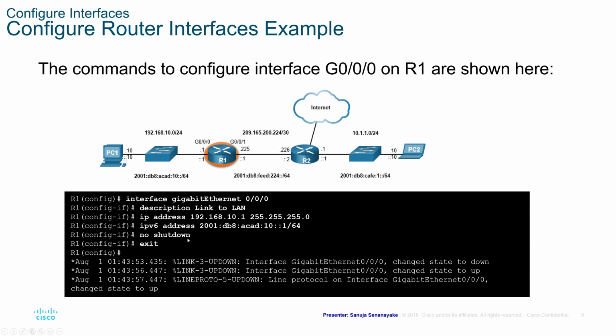And by issuing the no shutdown command, it's going to turn this interface from administratively down to administratively up, making that interface live. And then by exiting, you're going to exit from that interface configuration section. Once you do that, you will see some information messages pop up on your Cisco device, unless you have gone in there and turned that feature off.